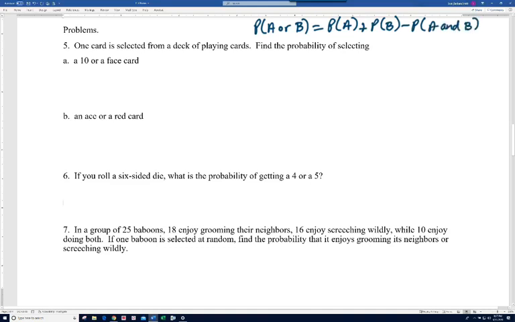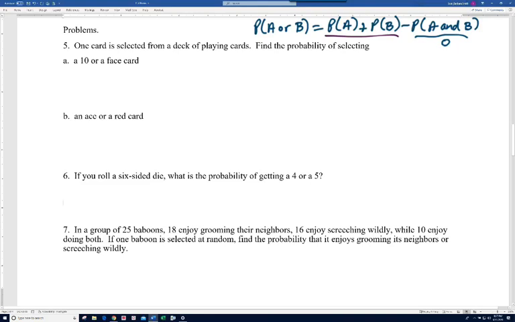Now, if it's impossible for event A and event B to occur at the same time, then this probability would be 0. So you could actually use this formula every time if you wanted to take the safe way out. But basically, if you have mutually exclusive events, in other words, the two events cannot possibly occur at the same time, then you actually only have to do just this first part.